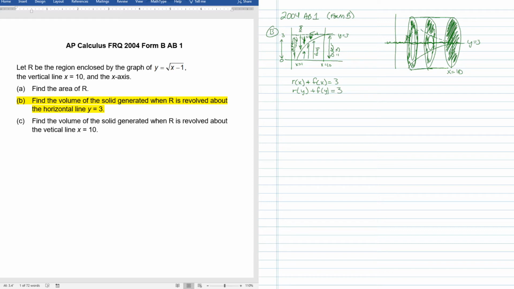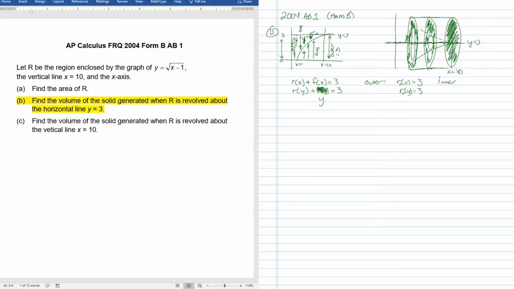But in this case, f of x is always equal to y, because that's always the height. So therefore, if I'm always looking at my outer radius, it won't make a difference if it's r of x, that will be 3, or r of y, which is 3. My outer radius, let's call this r sub o.